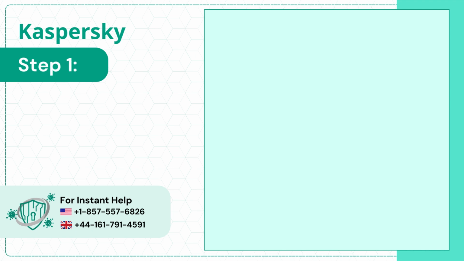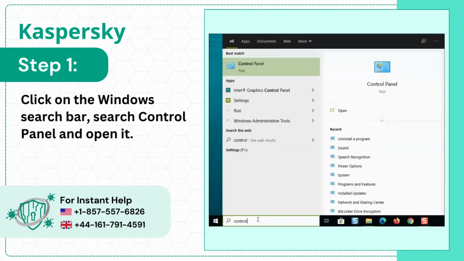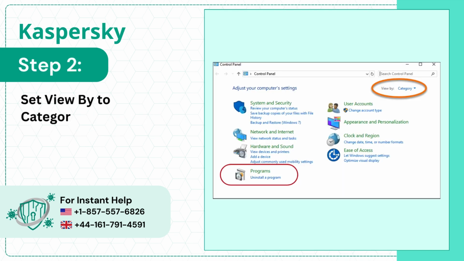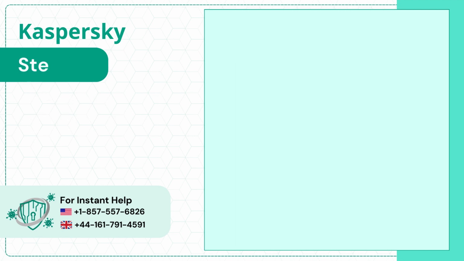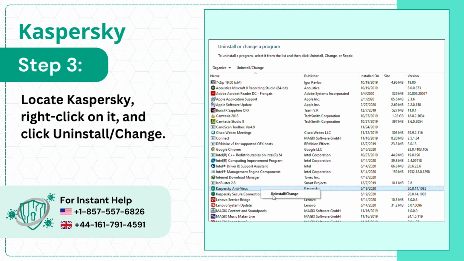Step 1. Click on the Windows search bar, search control panel and open it. Step 2. Set view by to category and click uninstall a program. Step 3. Locate Kaspersky, right-click on it and click uninstall/change.